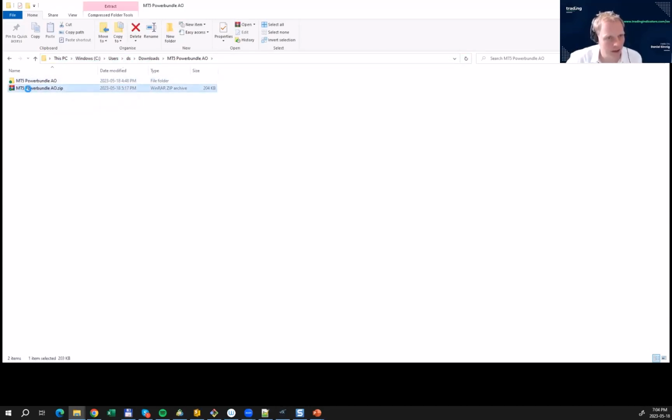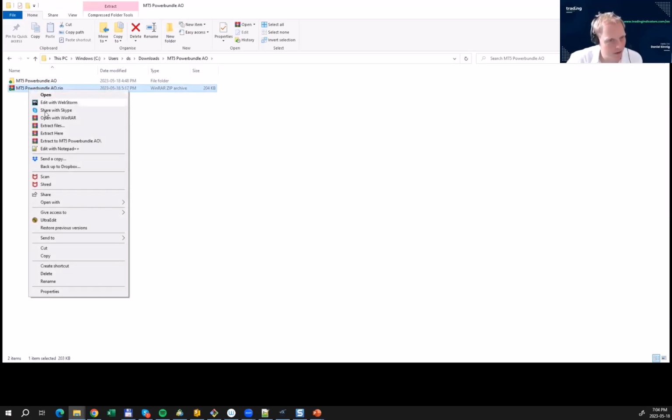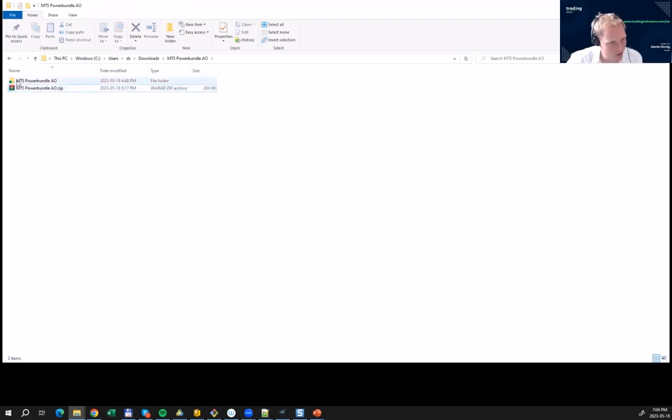So depending on what version of Windows you have or what you have installed, you can simply choose the extract to a folder option, like this one here. You click on it, and then this will be extracted into a subfolder like this, MT5 Powerbundle AO. If you open it up, you will see in there actually 4 files, not just 3. You may think 3 because there are 3 indicators, but there's actually a DLL also needed, which is required by the optimization algorithm and also for other reasons.